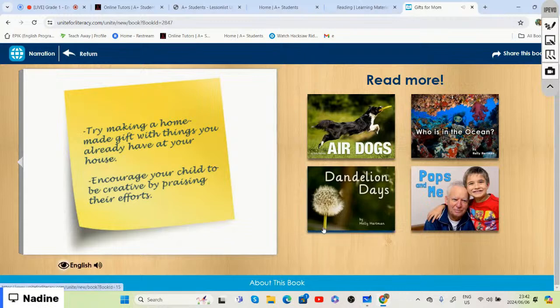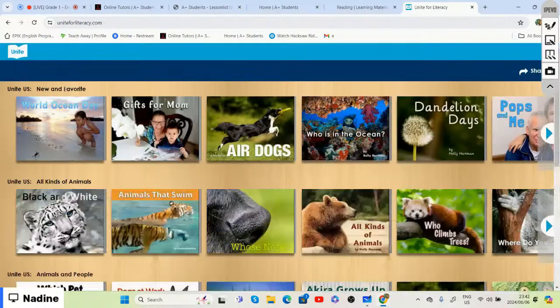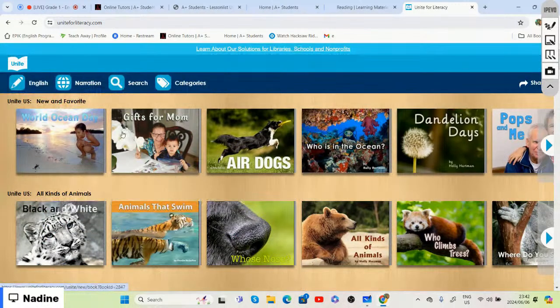All right, so that is basically our story, right? And that story is about somebody making gifts for their mom with their grandma, and being excited because the mom is going to be happy, right? So that is the reading books. Remember, when it comes to the reading books, all you do is you go to A Plus Classes dot C A.